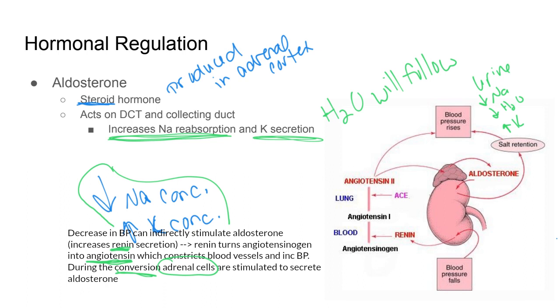So when that blood pressure drops, it's to your body's benefit, right, to try to retain water, because that's another way besides constricting the blood vessels that we could help increase blood pressure. So that's what aldosterone can help us with.